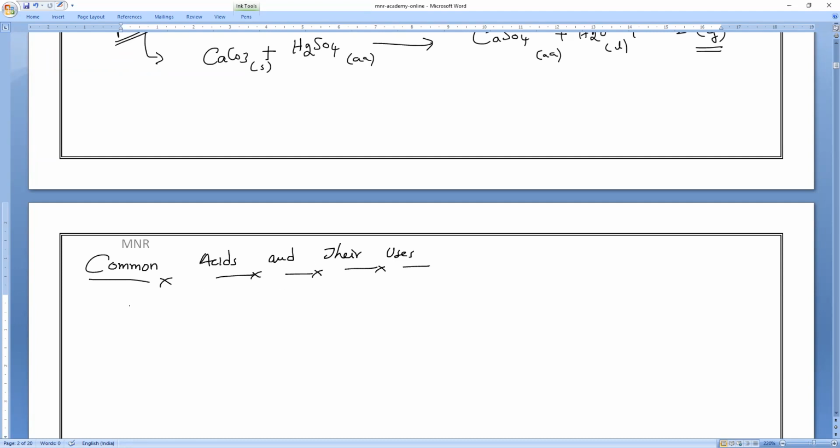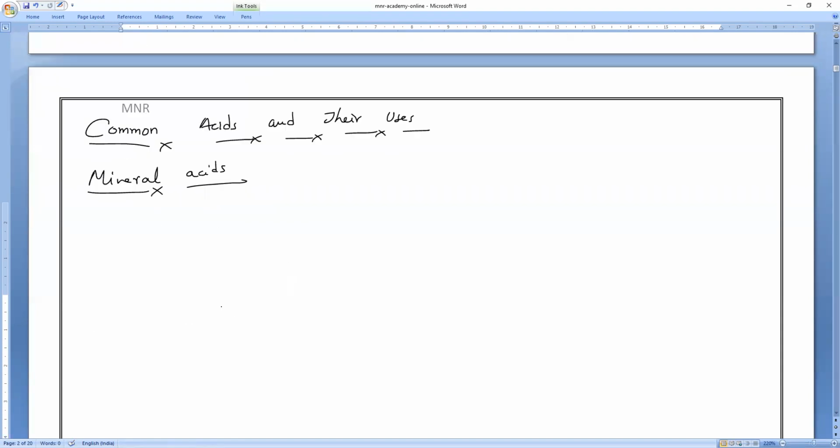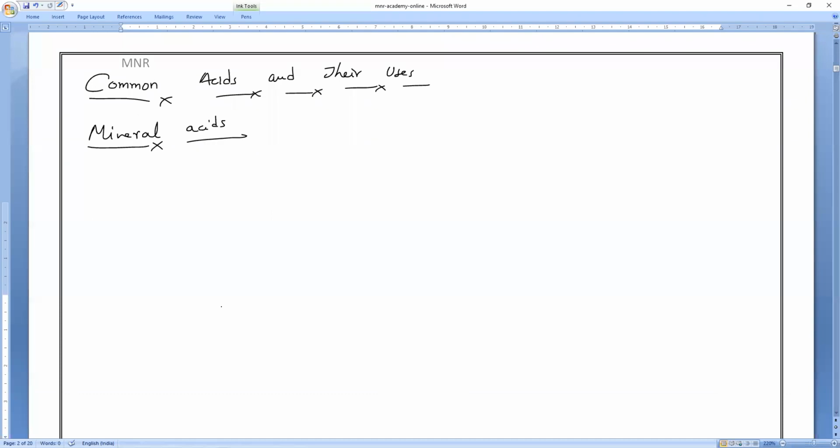If we take, for example, first mineral acids. Do you all remember hydrochloric acid? We can use it as a descaling agent. Yes, sir. That is for removing stains. That is what we use it for.